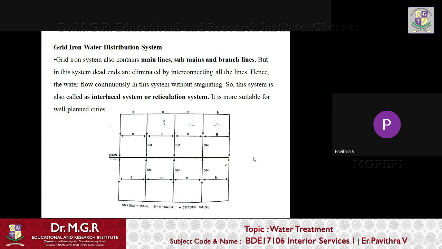So this system also contains main lines, submains and the branch lines. If a question is asked in the Google form, like "a gridiron system also contains" with some dashes, you are going to say main lines, submains, and the branch lines.